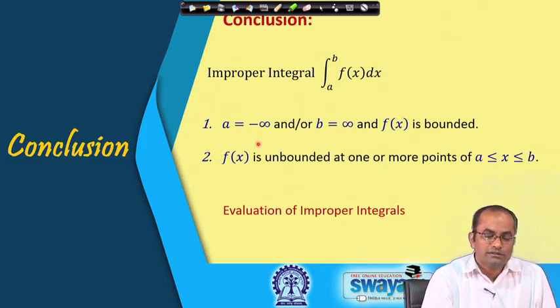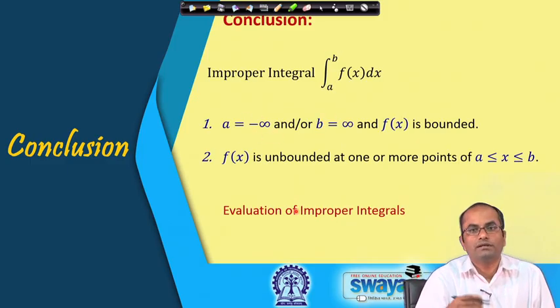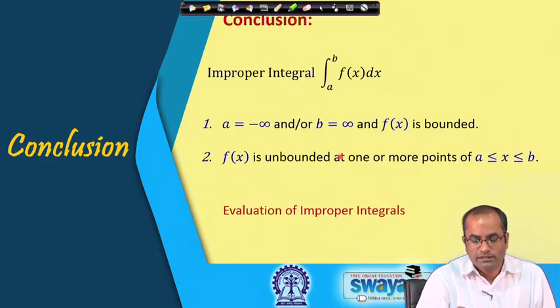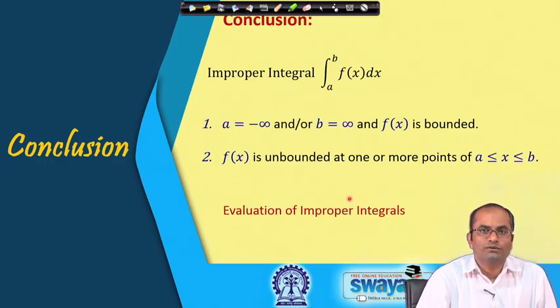So, if it is of first kind, then this infinity, whether it is in the lower range or the upper one, we will replace by a finite number r, and then we will evaluate the integral later on. We will take the limit as r tends to infinity. In the second case, at the point where the function is unbounded, we have to avoid it by introducing a small number epsilon, which later on will go to 0 in the limiting scenario.